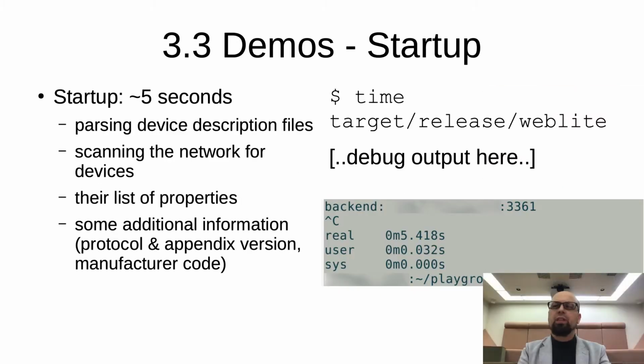Over the next few minutes, we will demonstrate the use and the various properties of the frontend. Some sensitive details have been blurred out, and all time measurements have been taken using the Unix time utility. First, the frontend has a startup time of roughly 5 seconds. During this time, it parses all available device descriptions and also performs device discovery. The information gathered includes lists of the properties each device has, as well as information regarding the ECHONET Lite protocol version, appendix version, and manufacturer code.